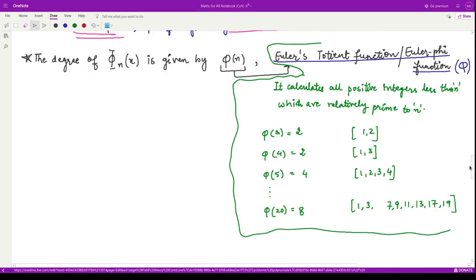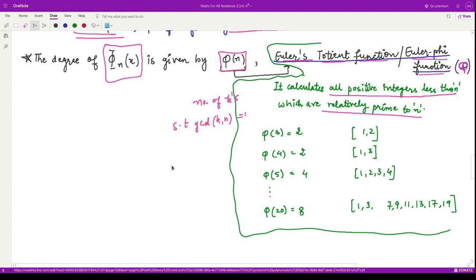Now the last thing that I wanted to talk about is the degree of this polynomial phi n x. It is given by a function phi of n, which is known as the Euler's totient function or Euler phi function, denoted by this phi. And how do we calculate this phi of some integer n? It is calculated by counting all the positive integers which are less than n and which are relatively prime to n. So that means we are looking for the number of k's such that the GCD of k with n is equal to 1. So that many k's which fulfill this condition are counted and they are equal to phi of n, right?